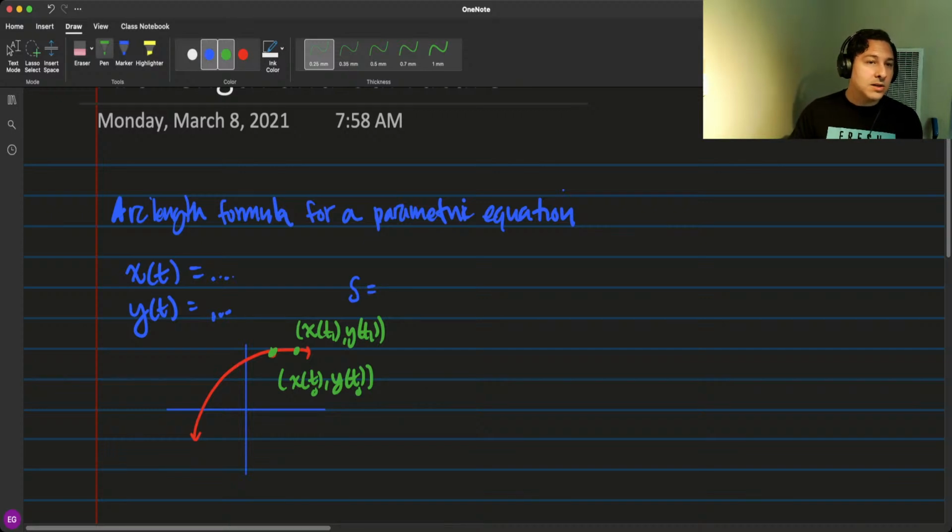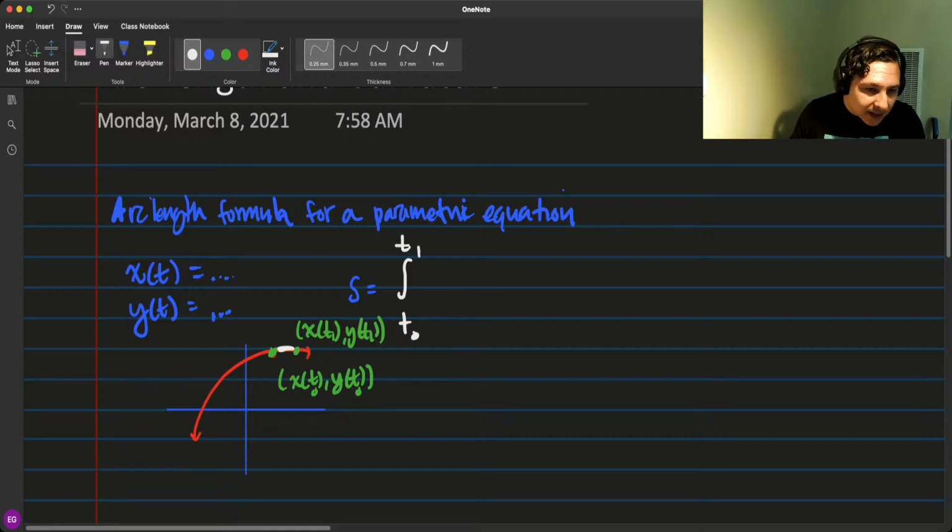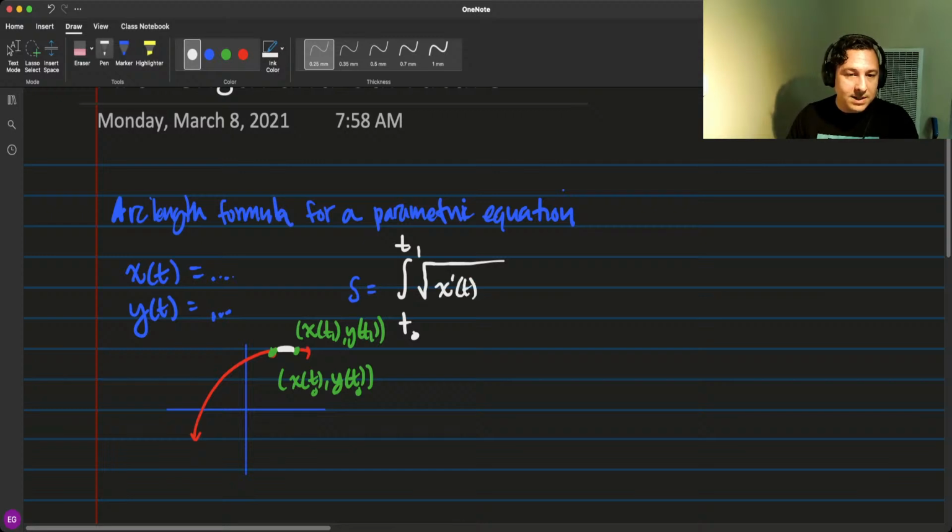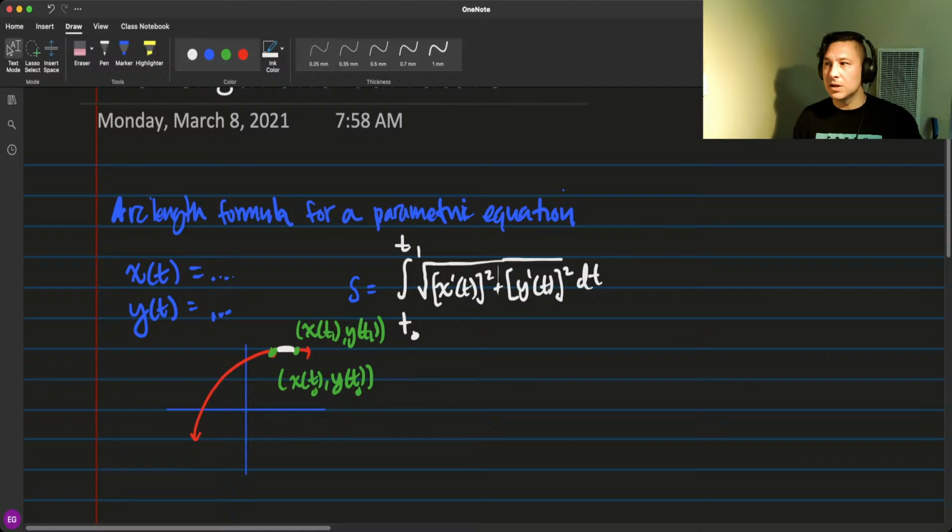Okay, so you can talk about the arc length from t naught to t1. In other words, this distance right here, because you're parameterized by a t value, not an x value. So how would you find this? It's the integral of the square root of x prime of t quantity squared plus y prime of t quantity squared dt. We talked about this earlier this semester. I just want to see if people remember this. Do we remember talking about this earlier this semester?